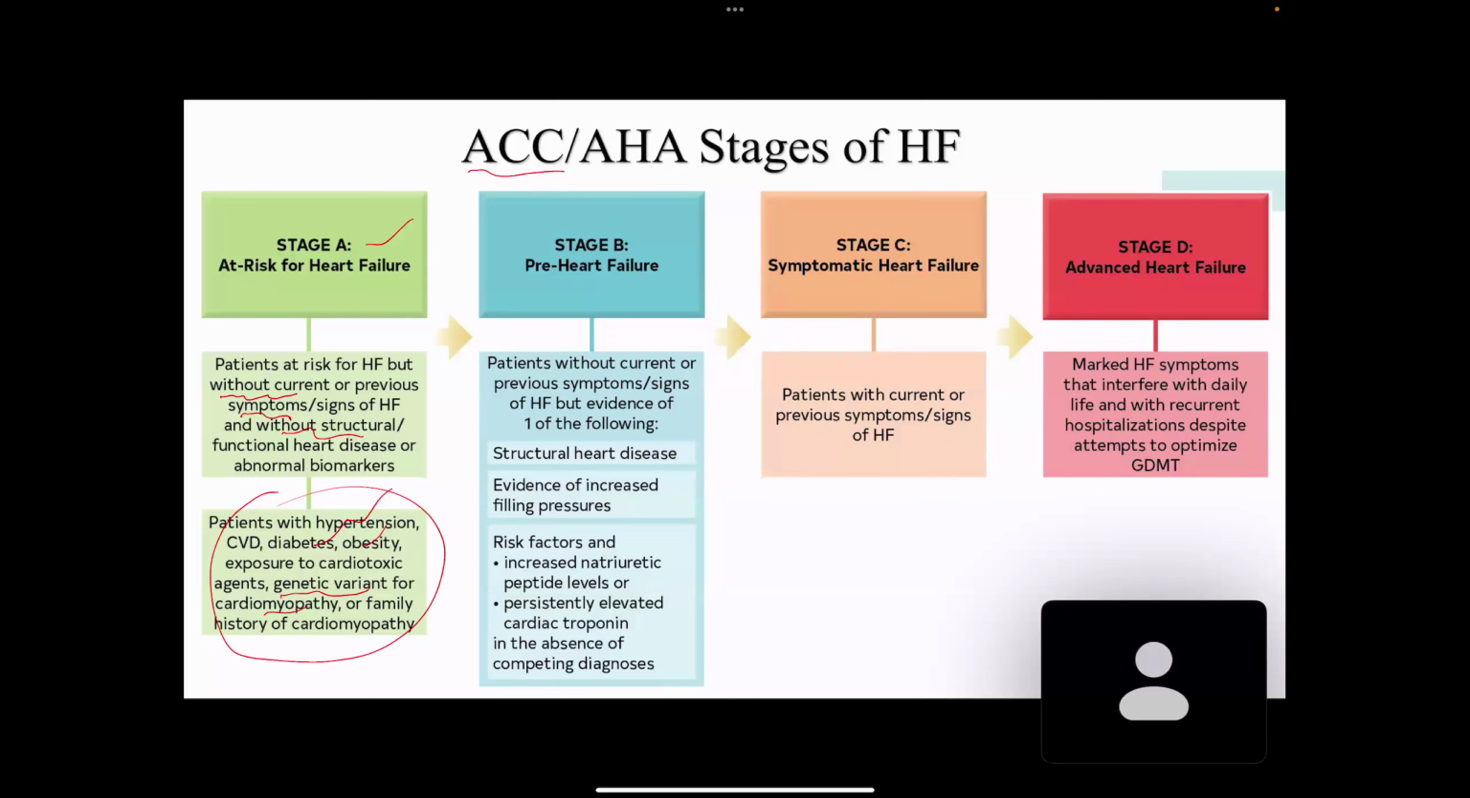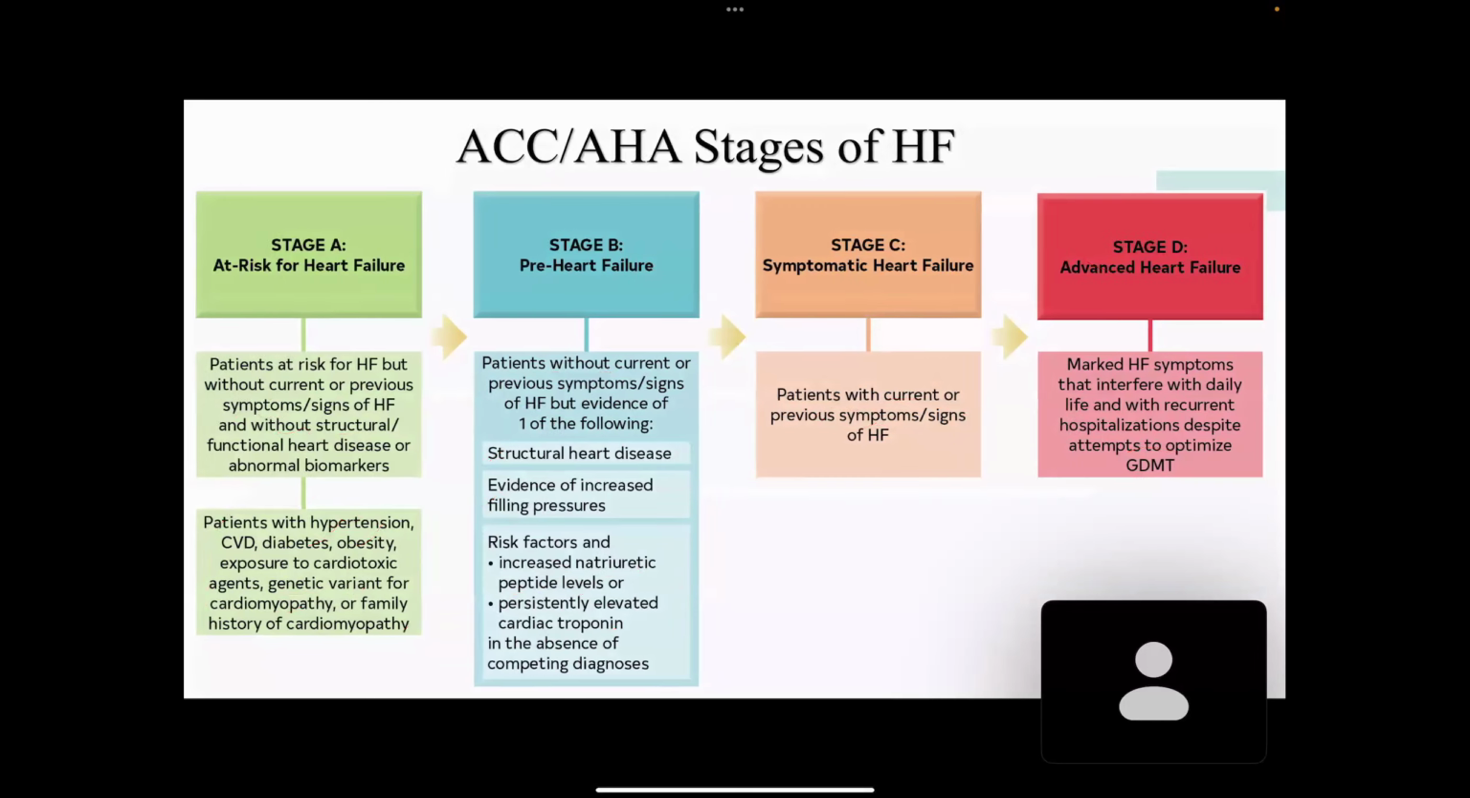Coming to stage B, this is the pre-heart failure stage, wherein patients do not have symptoms, but they have one of the following. That is, either they have structurally abnormal heart, they have elevated filling pressures on echo, or they can have elevated natriuretic peptides, that is NT-proBNP, or elevated troponin. Stage C, these patients are the symptomatic heart failure patients. These patients actually have symptoms and signs of heart failure. Coming to stage D, this is the advanced heart failure group, wherein patients have marked symptoms in spite of GDMT, that is goal-directed medical therapy.